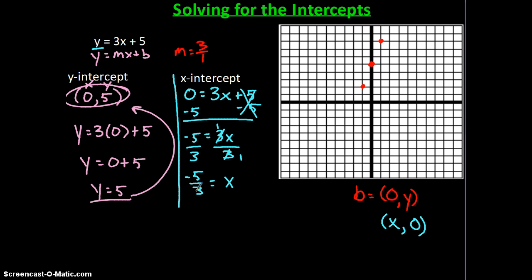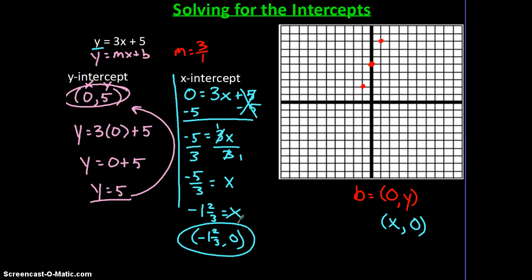I'm going to keep it as negative 5/3, or if I really want to, I could divide it in there. I can make that a mixed number. Negative 1 and 2/3 is our x value. So therefore, our x-intercept is either negative 5/3, 0, or negative 1 and 2/3, 0.